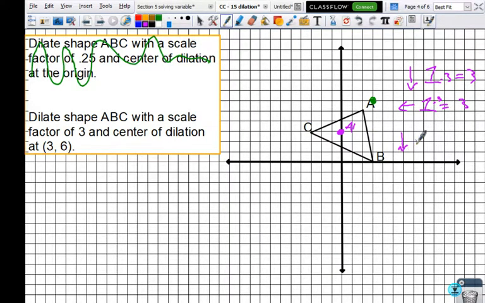Yep, not 5. I counted 6 too, Lark. And that's it. So I only have to go down 5, so I'm going to multiply it by my scale factor, which is 3. And I'm going down 15 now.